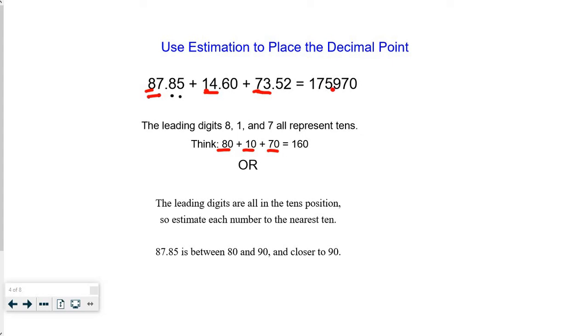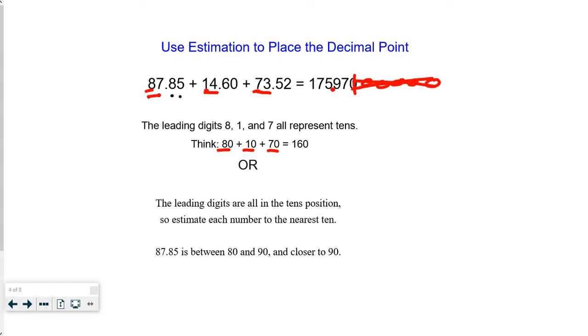It will be 175.970. And we know that this zero after a decimal, there's an infinite number of zeros. We just don't choose to show them. So that zero doesn't actually exist after the decimal point.